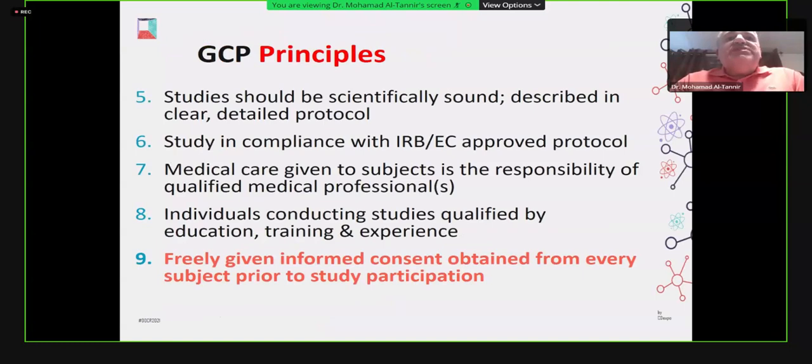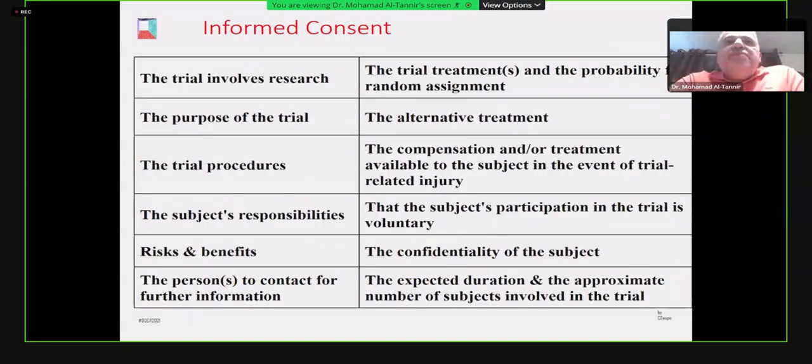So the ninth principle is freely given informed consent that should be obtained from every subject prior to study participation. This is very important, freely given informed consent. The physician should really not put any influence on the patient to provide the informed consent. It should come freely from the participant.